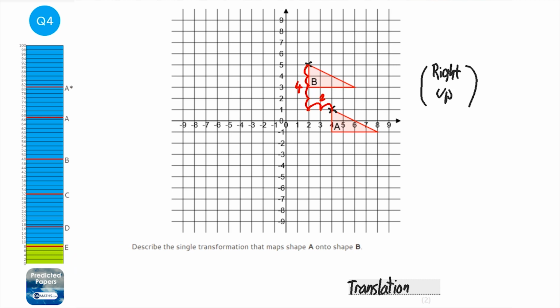The problem with this one is it hasn't gone right. So the way of showing left is dead simple. You just put a minus. So it's gone -2. If you think about it, it's gone right -2, which is left 2. And it's gone 4 up, so we put the 4 there.